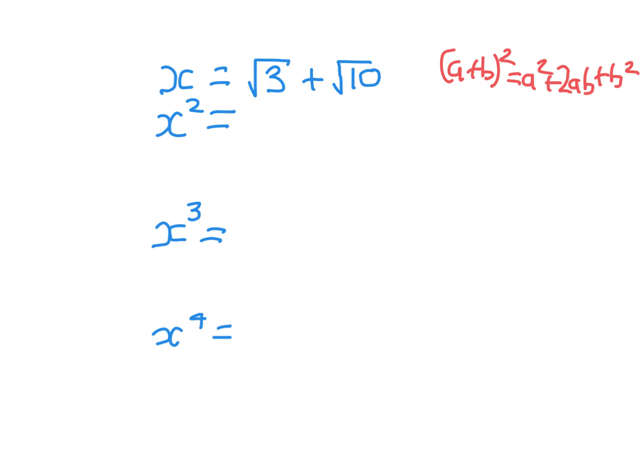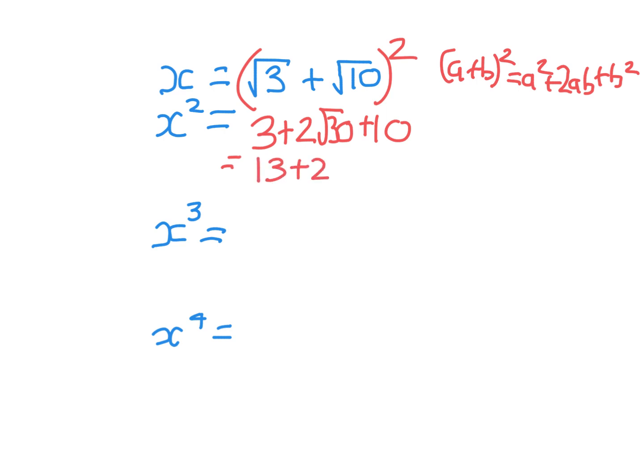So if I want to calculate x squared, I need to take root 3 plus root 10 and square it. I square the first, which is 3. I square the second, which is 10. Now, in the middle goes 2 times root 3 times root 10. And you know that root 3 times root 10 is root 30. When you're multiplying two surds, you just multiply the numbers under the surds. Of course, I can simplify this further because 3 plus 10 is 13. So I'm left with 13 plus 2 root 30.